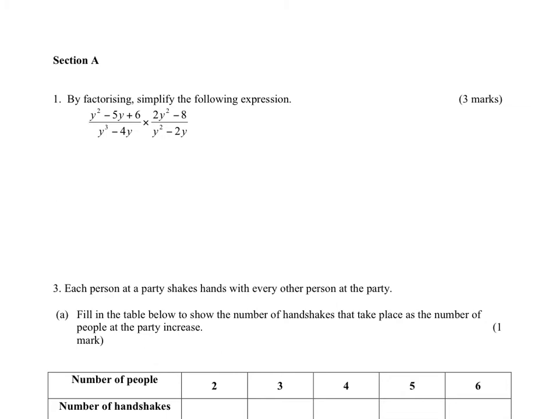So by factorising, we need to simplify. So we can't do anything. Definitely don't multiply the top together right now. So we need to factorise. Now the first top is a trinomial. y and y. Now tell me two numbers that multiply to give you 6 and add together to give you 5. Well, that's 3 and 2, and because it's negative 5, they both need to be negative.